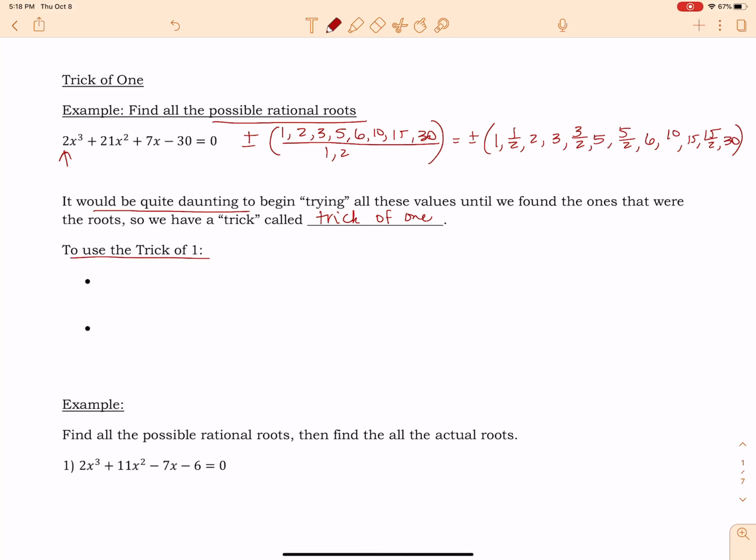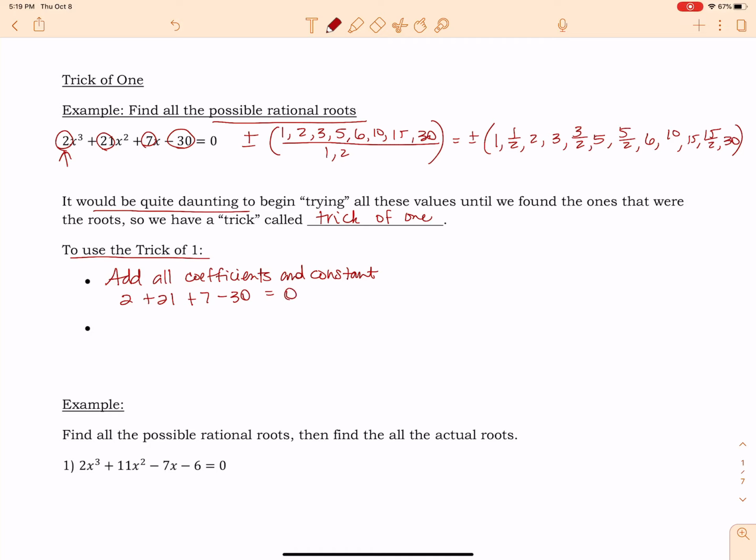So to use the trick of 1, you are just going to take all of the coefficients in your polynomial. So these values right here, including your constant. So you're going to add all coefficients and the constant together. So that's the first thing you're going to do. So for this particular problem, I'm going to add these, and the signs go with it. So 2 plus 21 is 23, 23 plus 7 is 30, 30 minus 30 is 0.